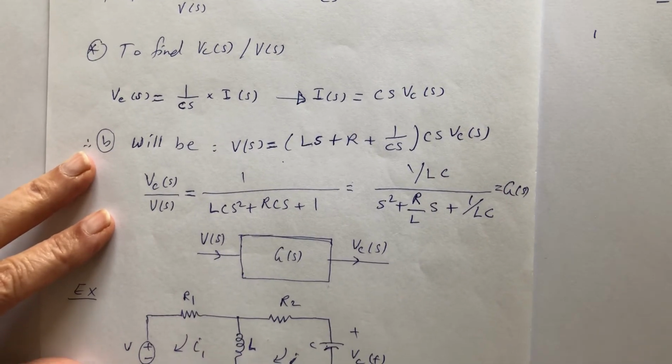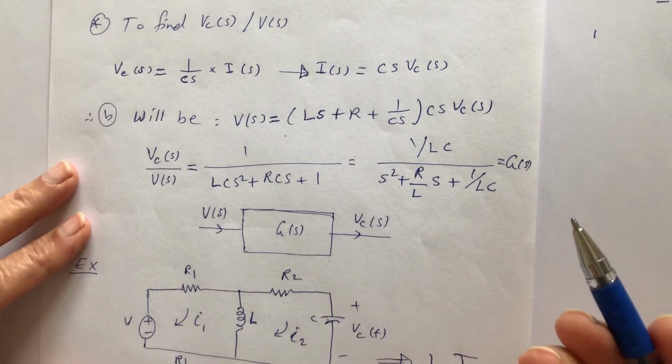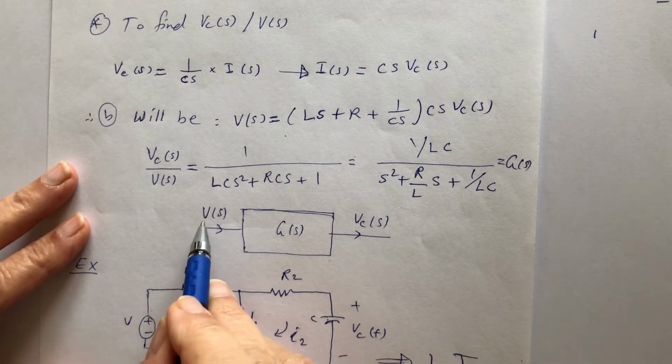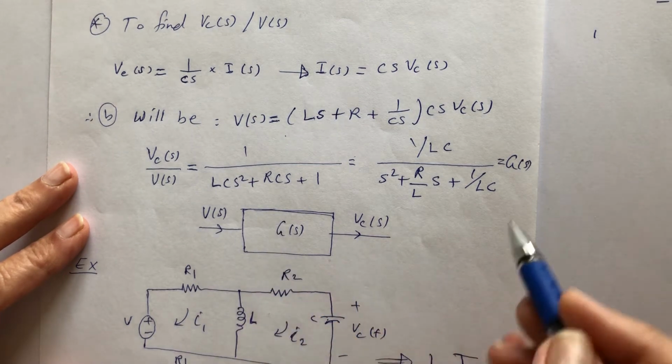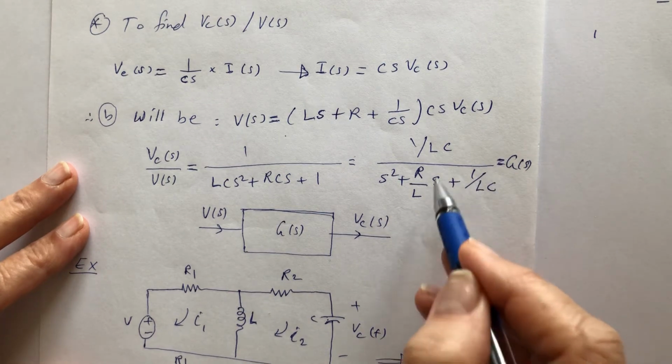I hope it's clear. Okay. Now, if we put it as a transfer function, if you like, this is the input in this situation, V of S, the output is VC of S, and this is the transfer function. The transfer function in this case is that one, okay?